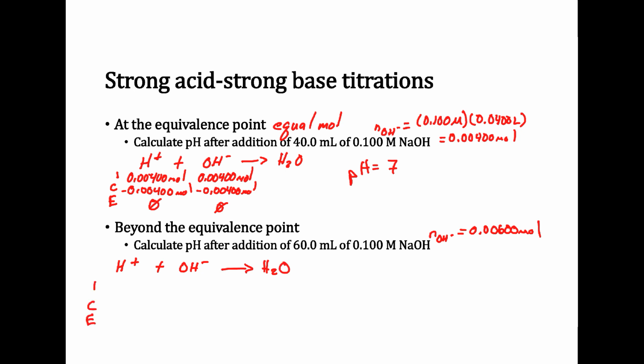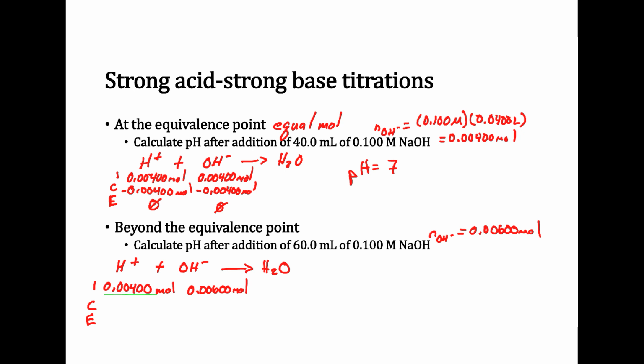So the initial for H plus is 0.00400 moles, and OH minus is 0.00600 moles. So an important point to make here is some people do this in a slightly different method. What I like to do for the initial is to always start with the initial amount. So that's one way to do it.